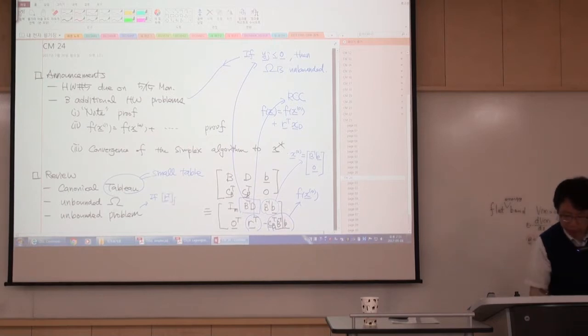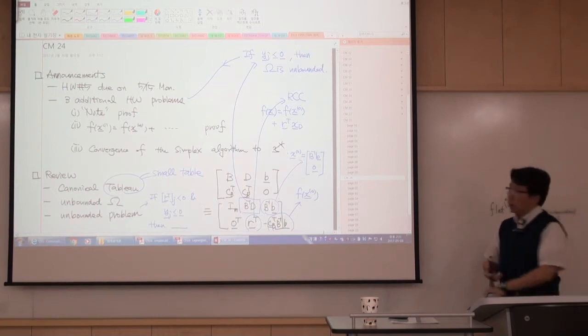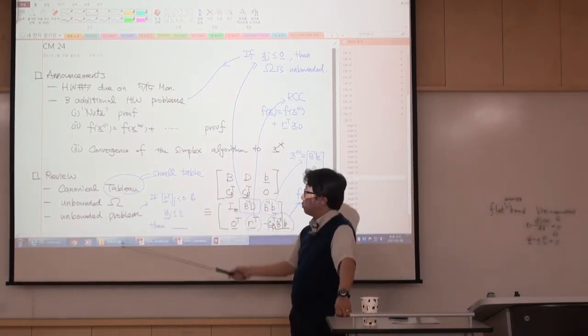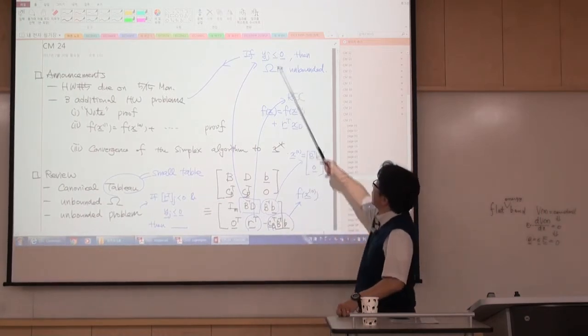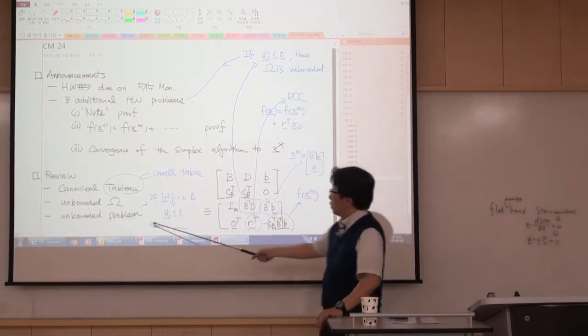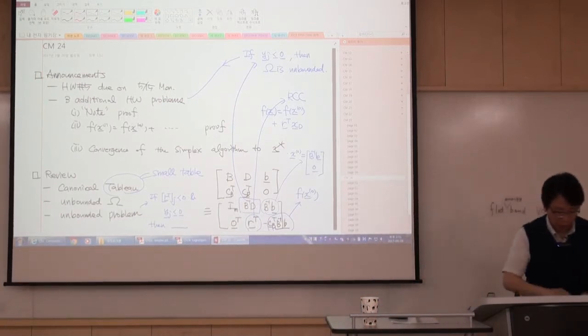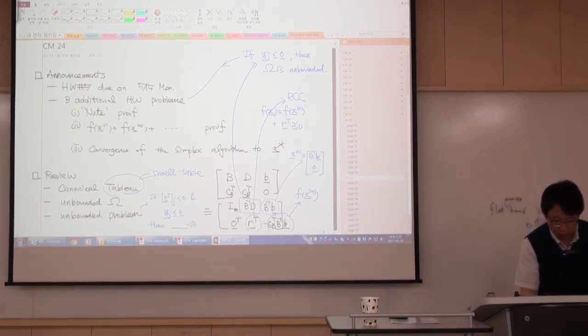The j-th entry is negative, and not only is the constraint set unbounded because this condition is met, the minimum value is negative infinity. Then the problem is unbounded. Got it? So this is different from this one.